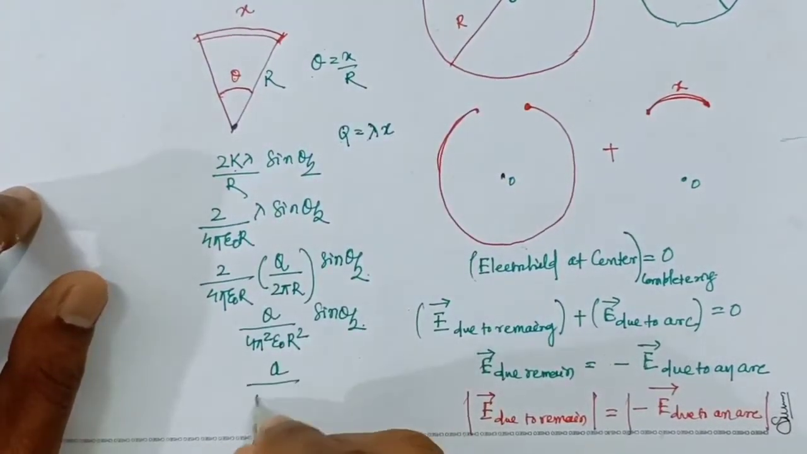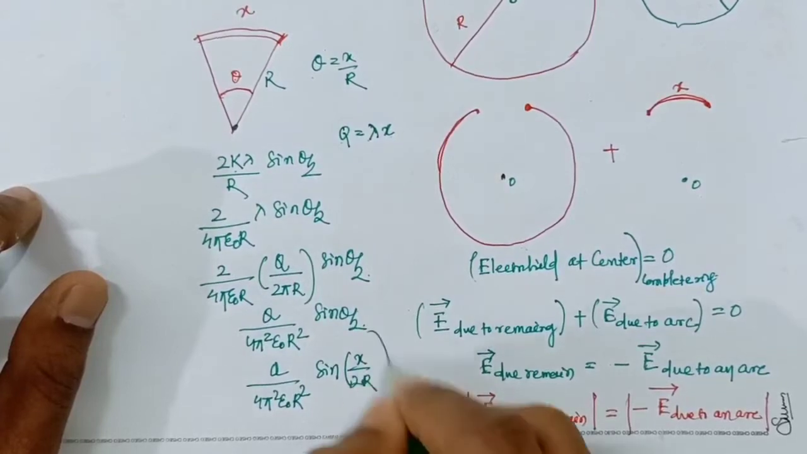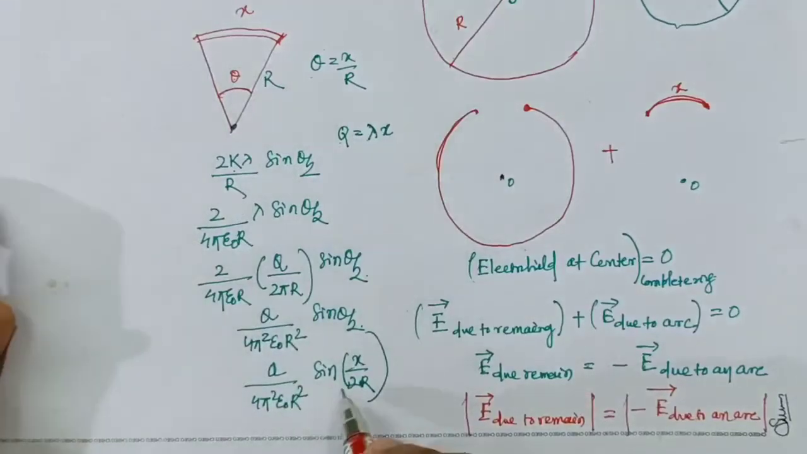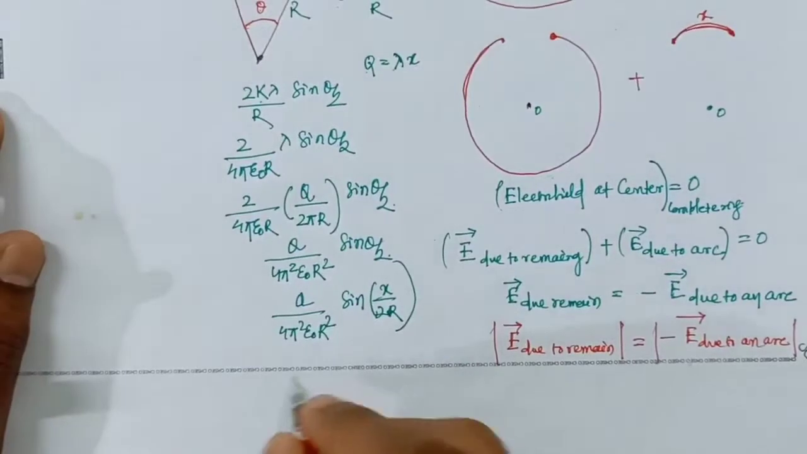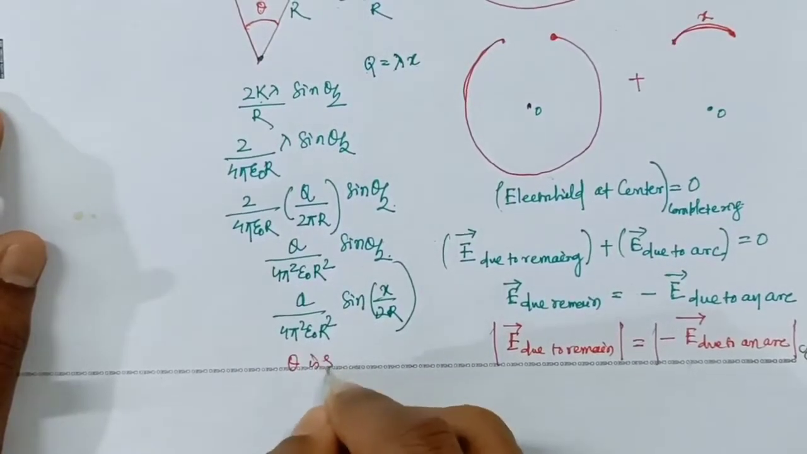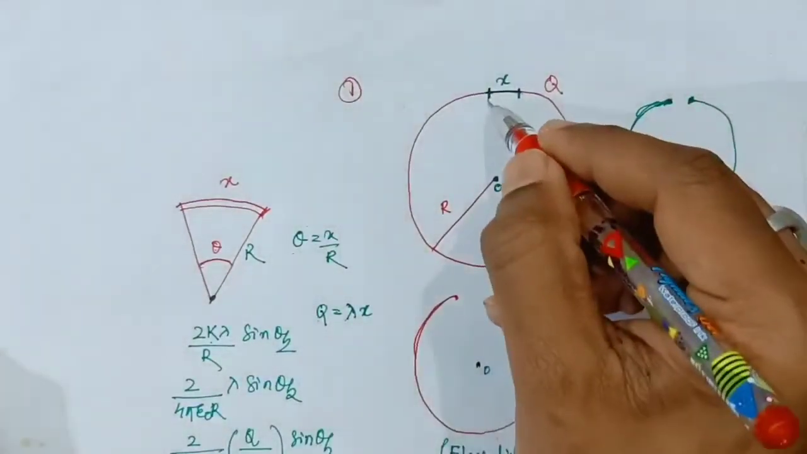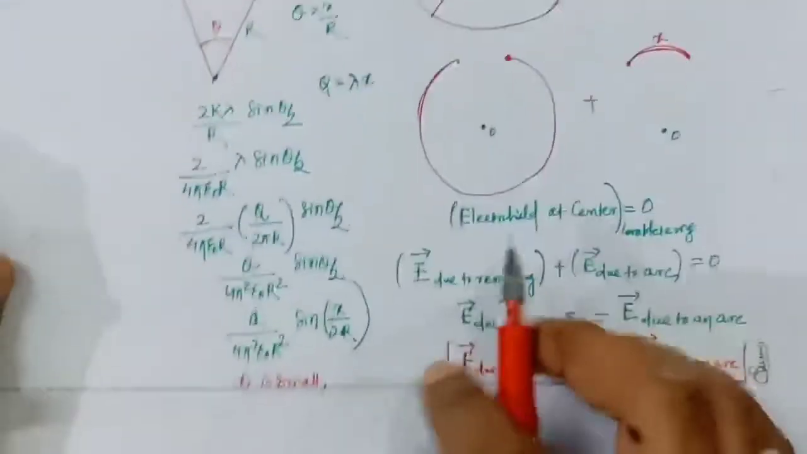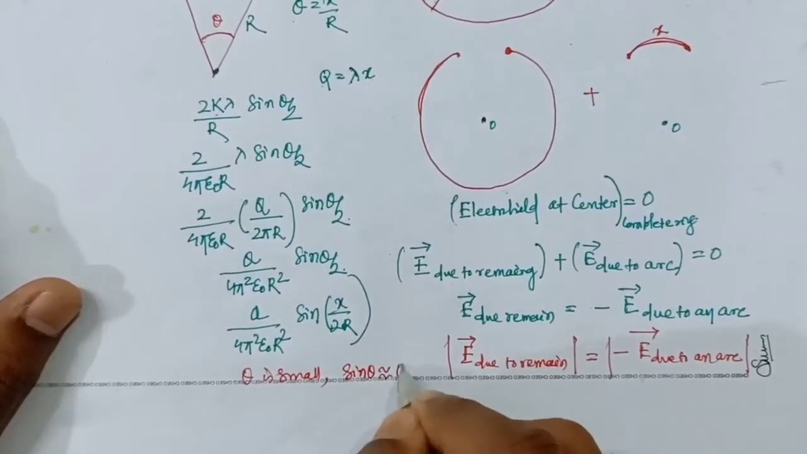This is q upon 4 pi squared epsilon naught r squared, and this is sine x upon 2r. I hope this scenario is clear to all. Yes, these questions. Let me do here. If I say theta is very small, that is an assumption I will consider, because a very small section has been removed here, making an angle theta. So if theta is very small, can I say sine theta is equivalent to theta?